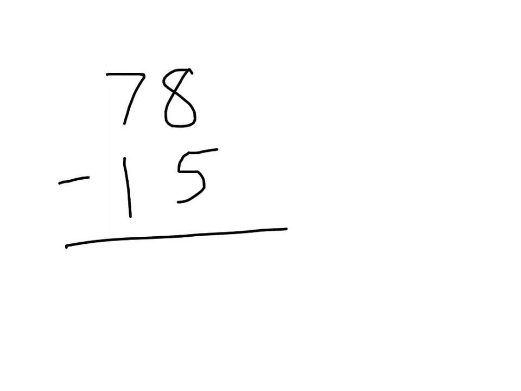Always start with your ones or units column. So I have 8, then I'm subtracting 5. So 8 take 5 is 3. 7 take away 1 is 6.